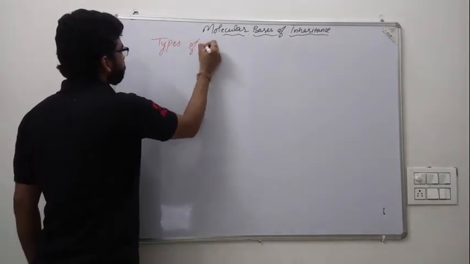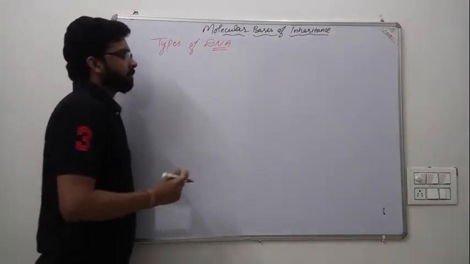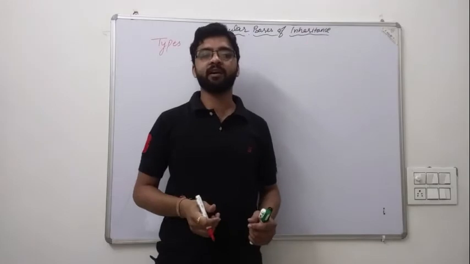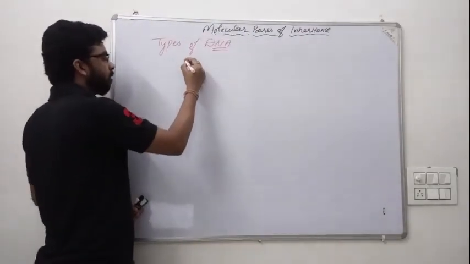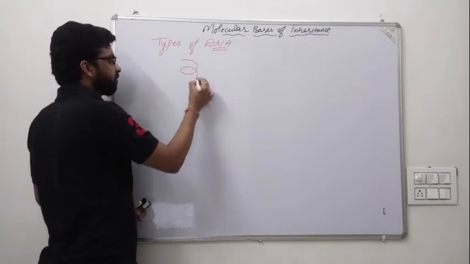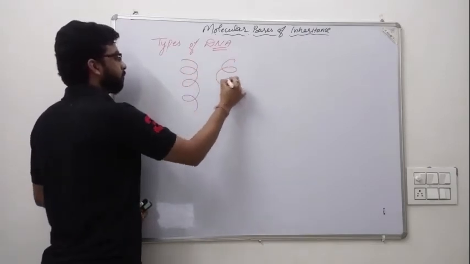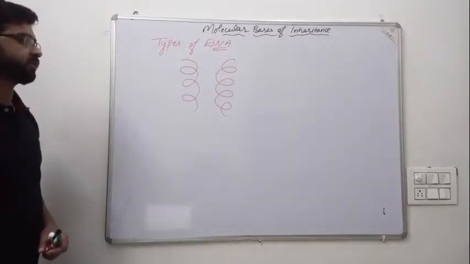Types of DNA on the basis of their helical structure, means right-handed or left-handed. If the DNA sequence or DNA rotates toward the right or left, there are two types of DNAs.